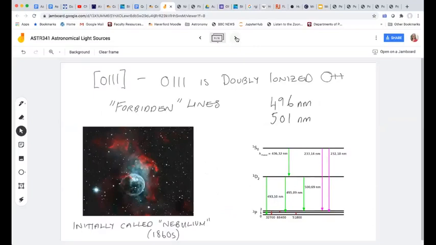So oxygen 3 is doubly ionized oxygen. So it's an oxygen atom that's missing 2 electrons. It's an old-fashioned chemistry notation that astronomers still use. And the square brackets mean that this is a forbidden line.